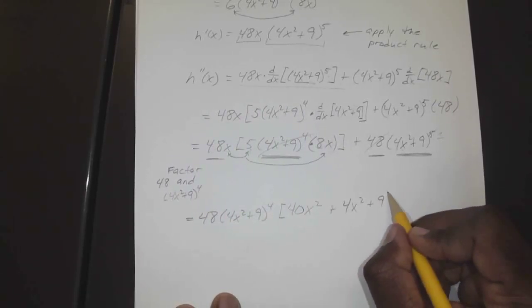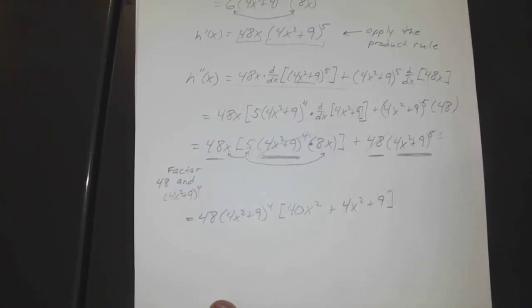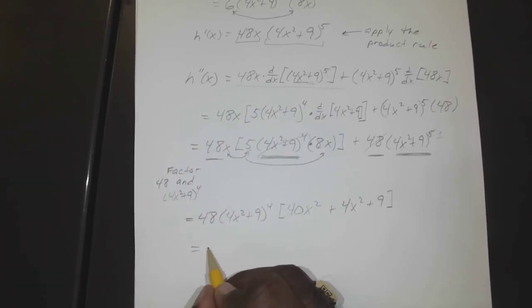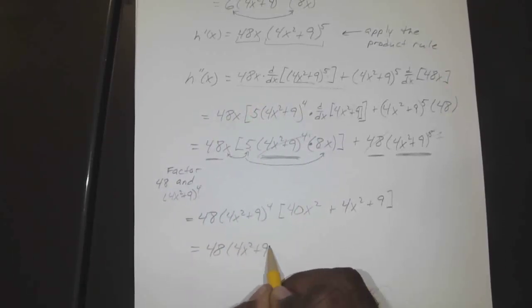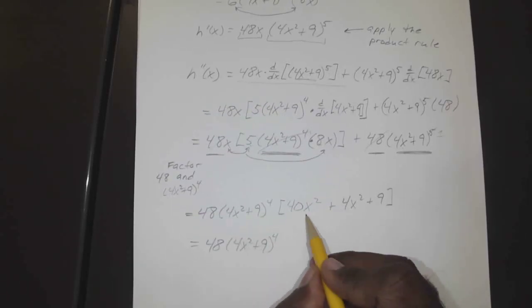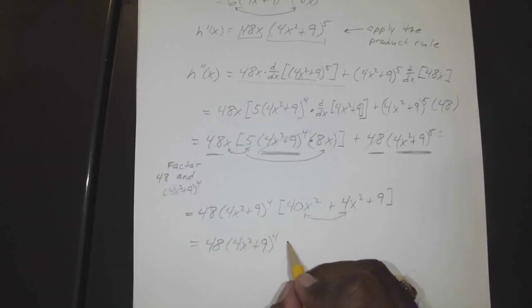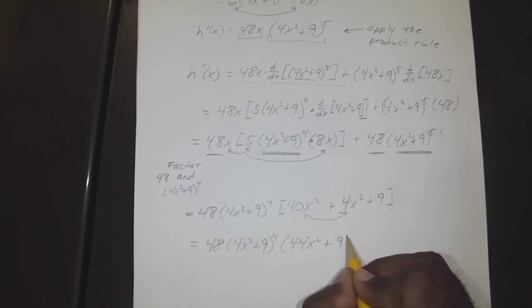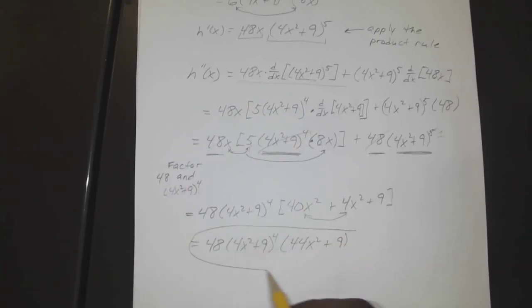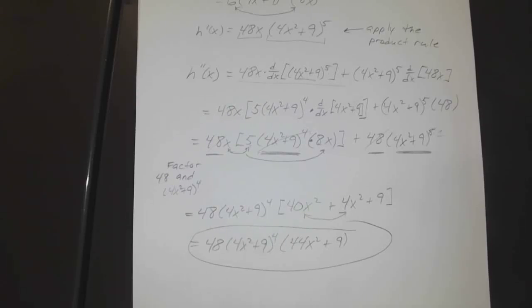Then you could combine those two, right? Yep, so you have 48 times 4x squared plus 9 to the fourth times 44x squared plus 9. Yikes. Yep, so it gets really messy really fast.